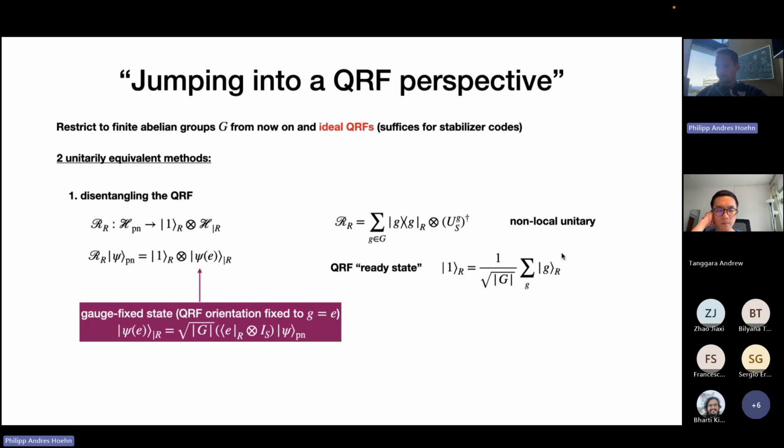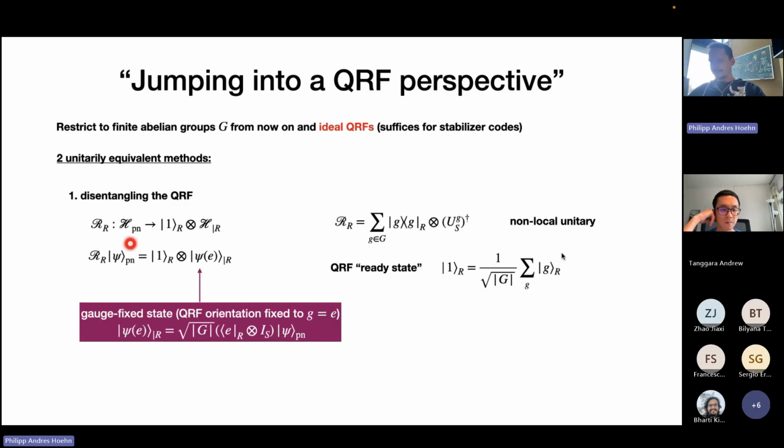And I do this for the explicitness of the formula here. So I can write the same formula down for more general groups, but then I have to basically replace sums by integrals and so on and so on. And so there exist two different ways of jumping into frame perspective that are unitarily equivalent. I'm just going to describe the one that's most closely related to this encoding. And this is something that we sometimes call entangling or disentangling the quantum reference frame.